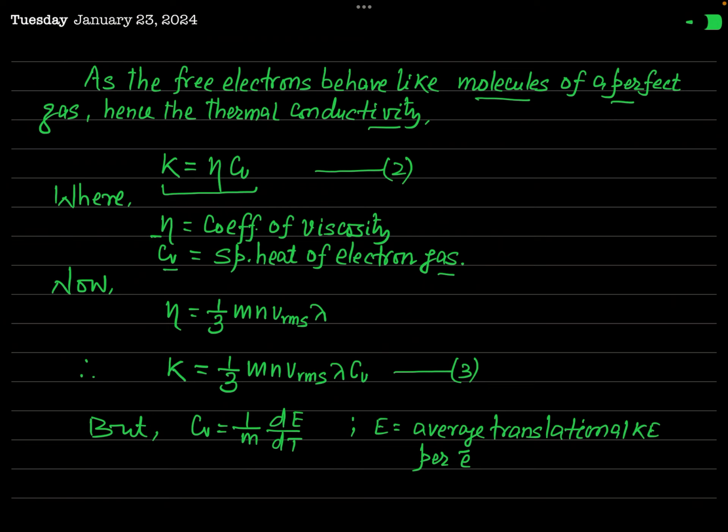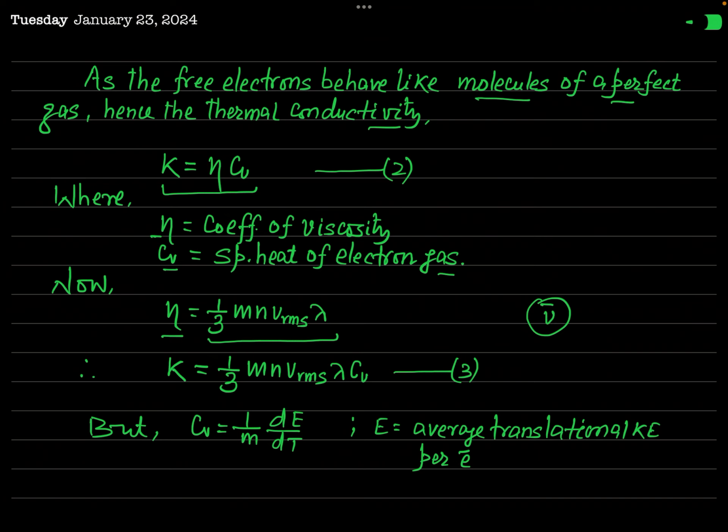But when you watch the video on viscosity, you will find there that eta is given by 1/3 mn Vrms into lambda. You can also use V bar, the average velocity, instead of the RMS velocity in this expression. But in an examination there is no need to derive this result.